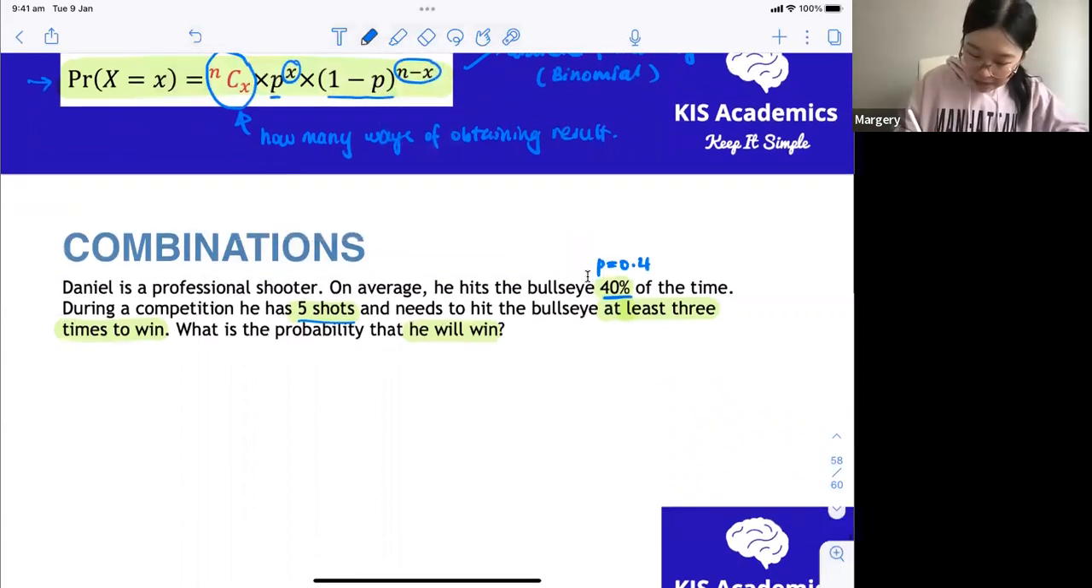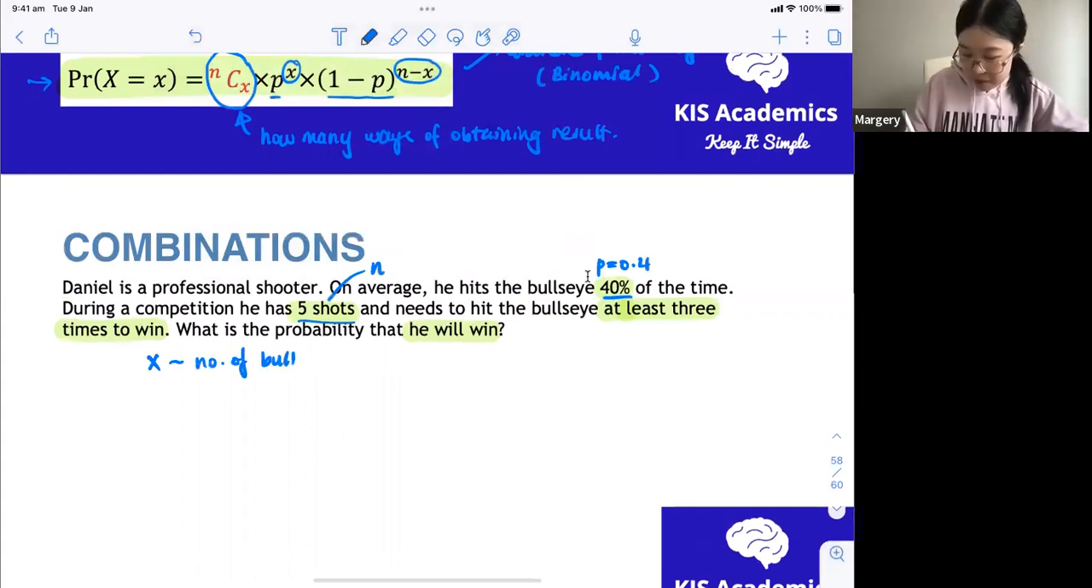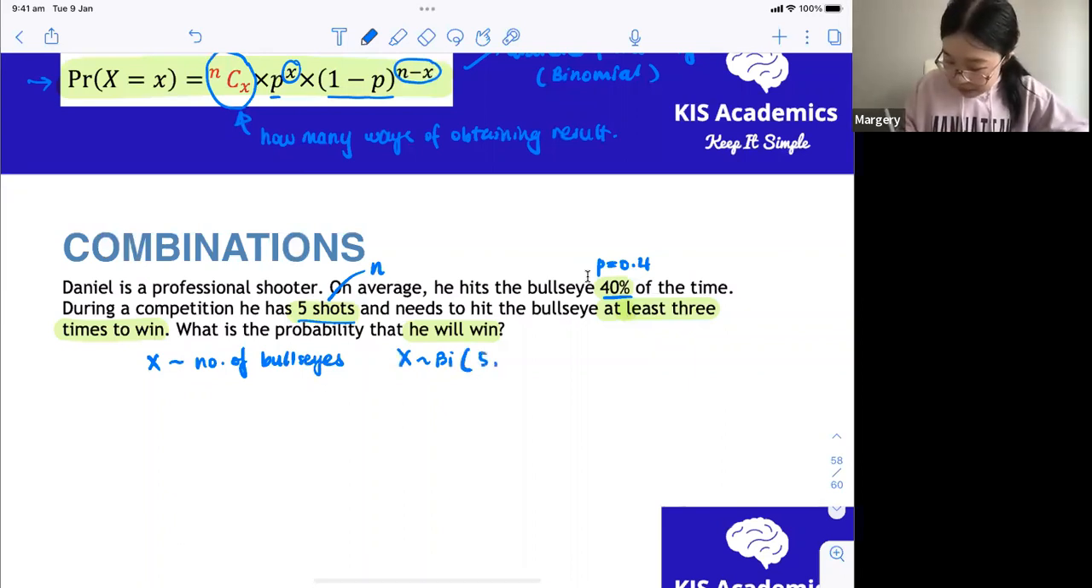So we know that n is the number of shots, so n is 5 shots in total, and we want to find the probability that he wins. I'm going to let x be equal to the number of bullseyes that Daniel hits. And I know that x is a binomial distribution with n is 5 and p is 0.4.